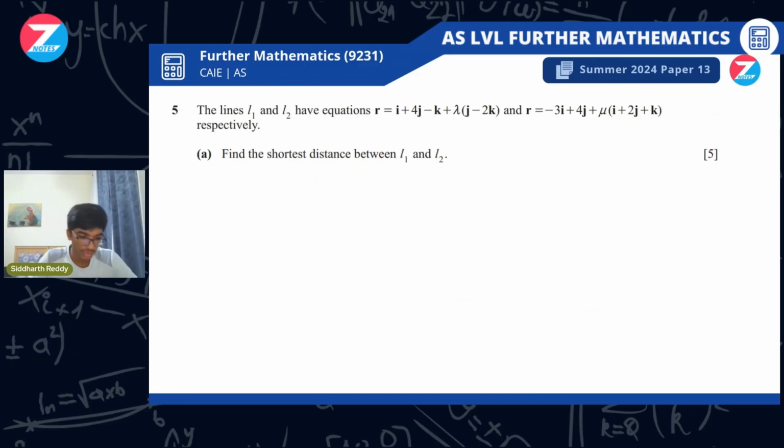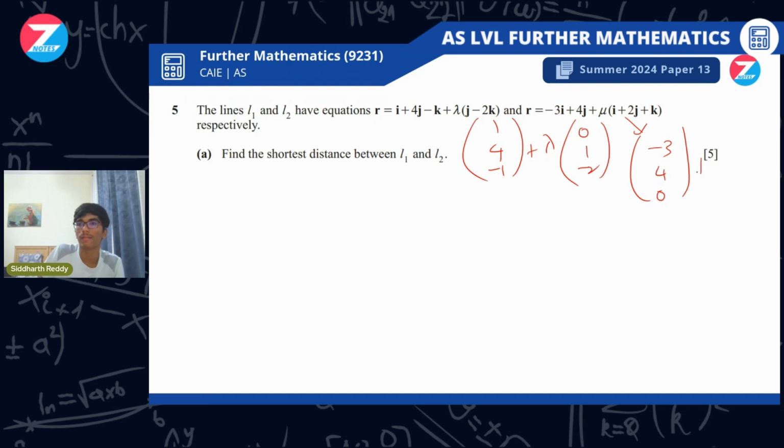Okay. The lines L1 and L2 have equations r equal to (1, 4, -1) plus lambda times (0, 1, -2), and the other line r equal to (-3, 4, 0) plus mu times (1, 2, 1).